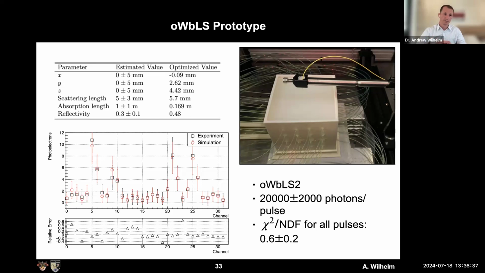But initially what we did is we used a genetic algorithm as well as a simulation to try a bunch of different parameters and see what provided the best fit to experimental data. So here we are injecting light into the center of the detector. This plot here shows the number of photoelectrons for each of the channels. So the four channels that are closest to this fiber tip are this one, this one, this one, and maybe this one. And then we replicated that in simulation and tuned these parameters until we found a good fit. And the parameters that had the best fit were 5.7 millimeter scattering length and about a 17 centimeter absorption length for opaque WbLS2.